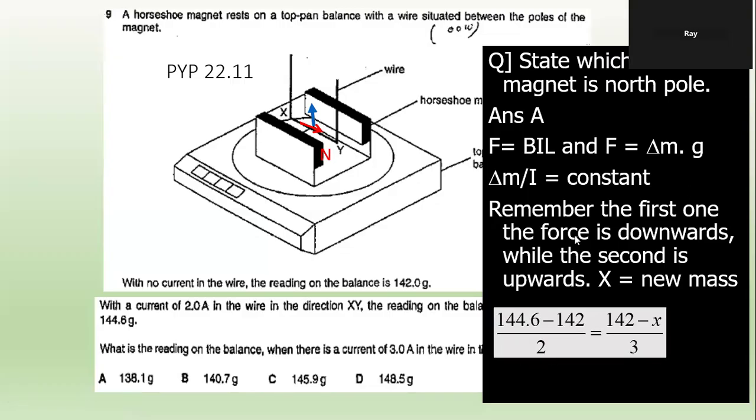Just using these two formulas, F is the same. Right? The others are constant. So you use delta M over I. Delta M over I, the others are constant. Right? Remember, F is the mass change. Okay, any comment?